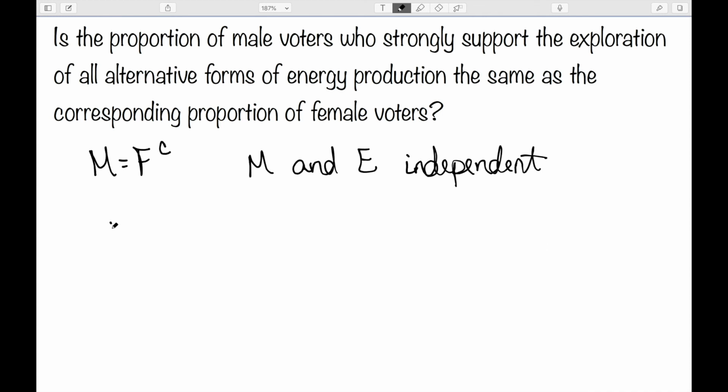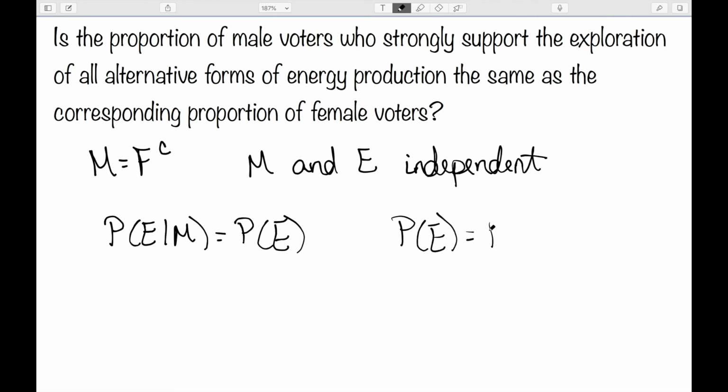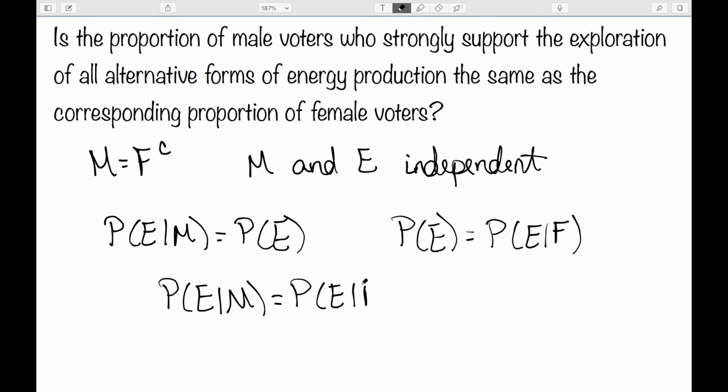Since M and E are independent, we know that the probability of E given M is equal to the probability of E. However, I previously said the probability of E was equal to the probability of E given F. So that tells me the probability of E given M is equal to the probability of E given F.